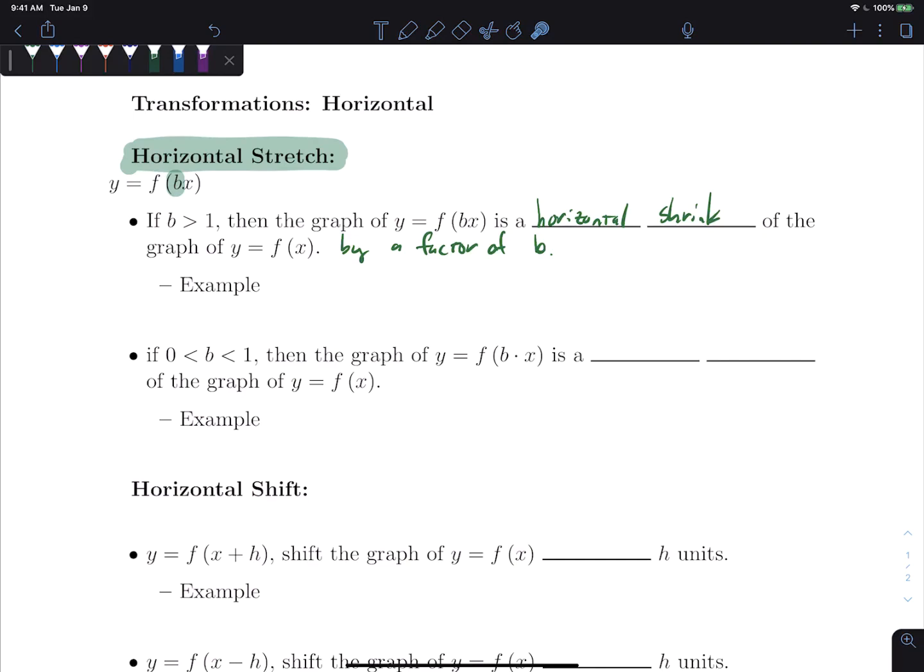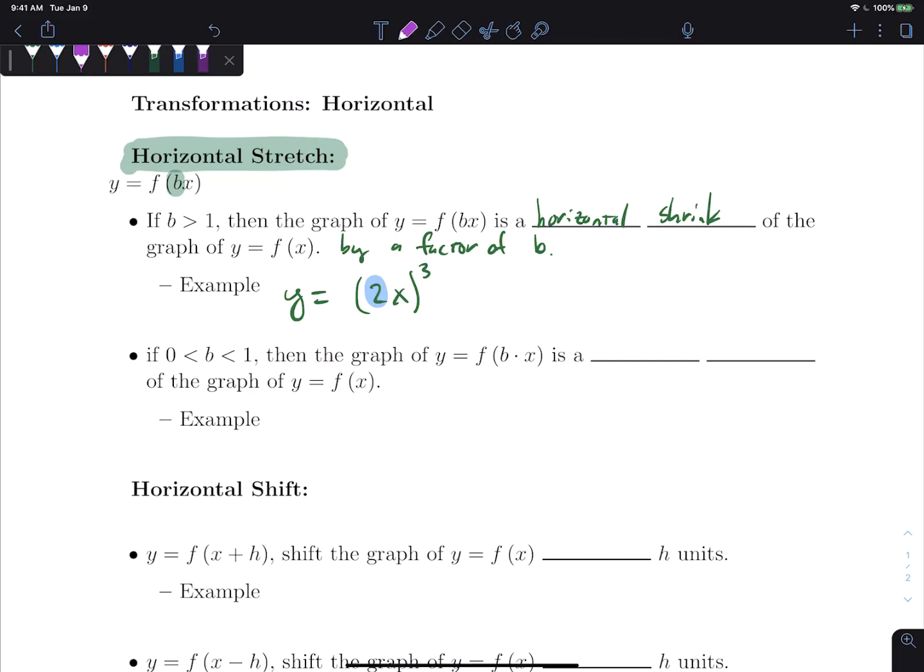An example of this would be the following. Let's say we have y equals, parentheses 2x all cubed. In this case, that means that this 2 is a horizontal shrink by a factor of 2.